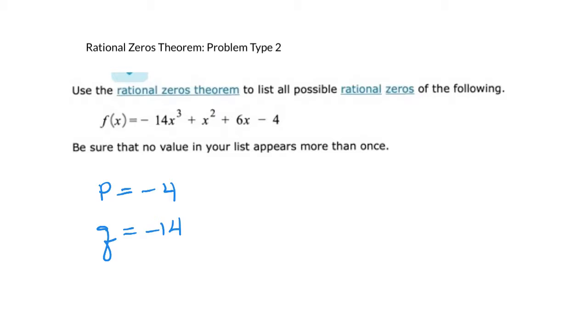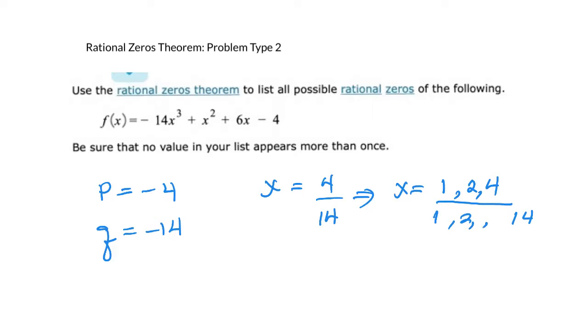So we know that our zeros are going to be of the form factors of 4 over factors of 14. I'm ignoring the sign for now. We'll come back to the plus or minus symbol in a minute. So we're going to list all possible factors of 4. 1 times 4 is 4, and 2 times 2 is 4, but I'm only going to list the 2 ones. 14 has factors of 1 and 14, and 2 and 7.